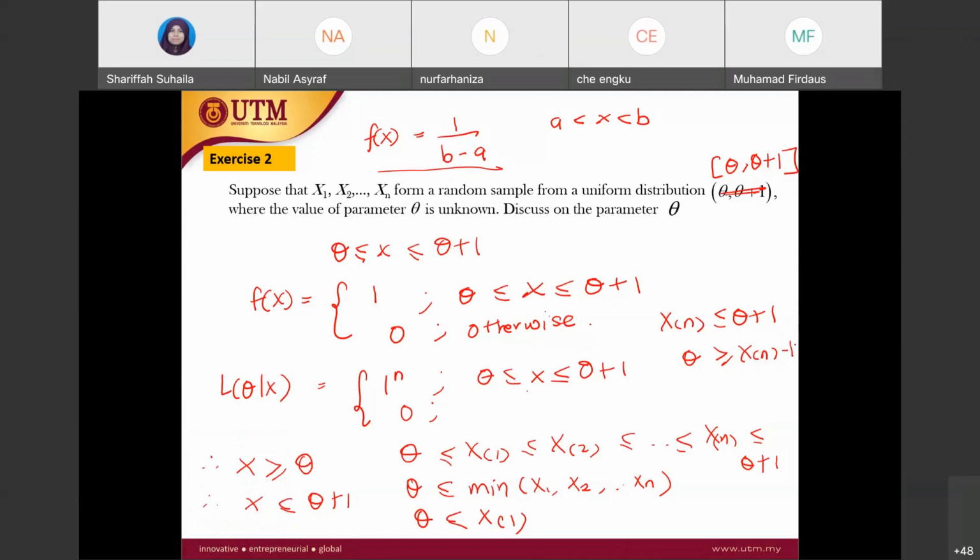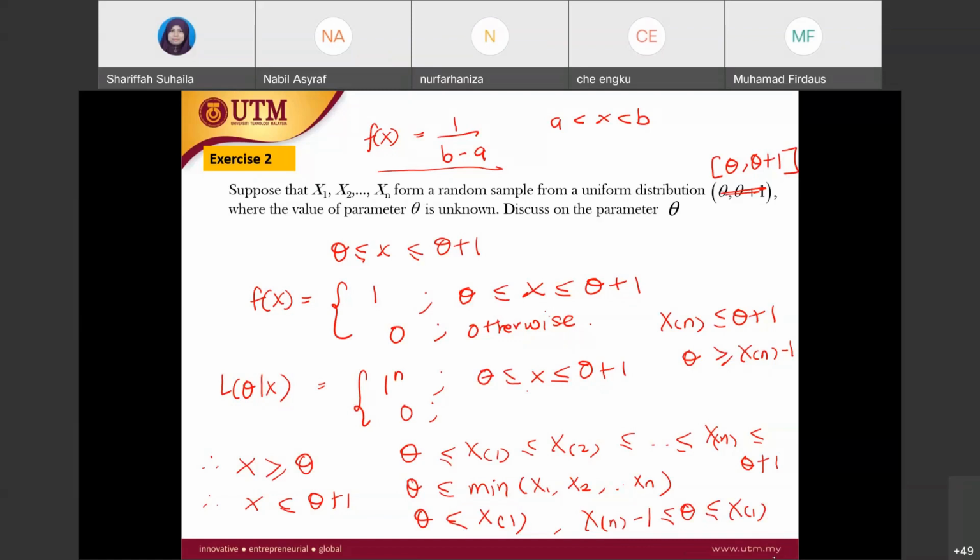Okay, Xn minus 1. So bila kita tulis Xn less or equals to theta plus 1, you need to find your theta. So theta is greater than or equals to Xn minus 1. So kalau kita susun balik, that's mean Xn, your maximum ordered statistic, minus 1, less or equals to theta, less or equals to first ordered statistic. Okay, so you have two possible answers. Either your maximum ordered statistic minus 1, ataupun satu lagi kita ada minimum ordered statistic.